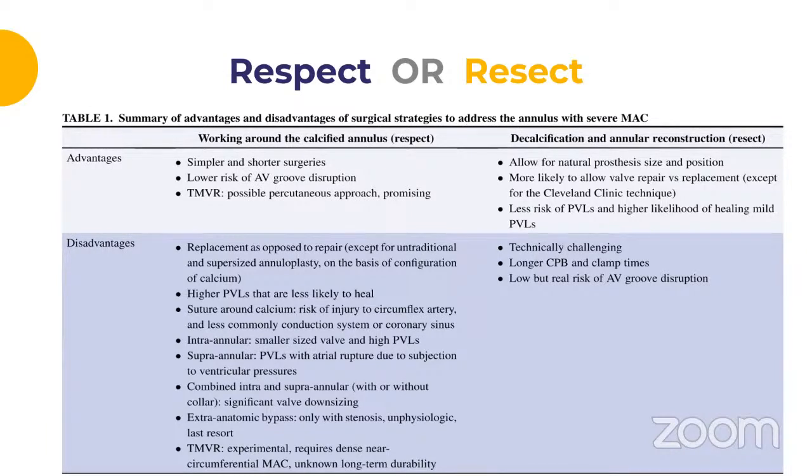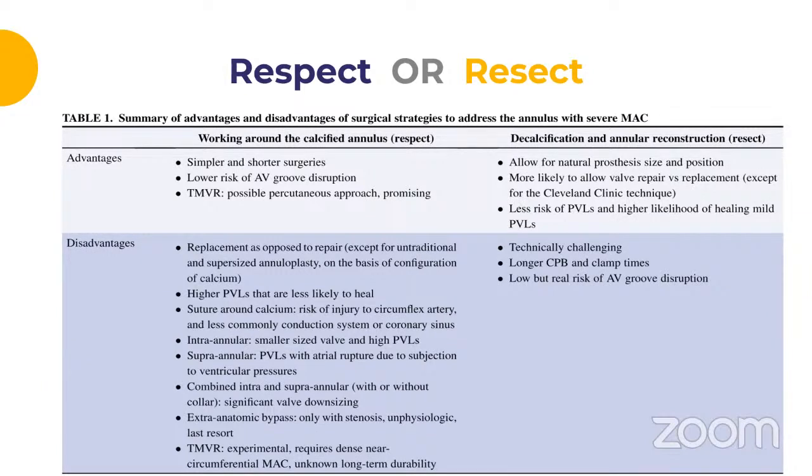The advantage of not resecting is that it's a simpler, shorter procedure. It has a lower risk of AV groove disruption. But one of the major disadvantages is that replacement will be favored as opposed to repair, as there will be no decalcification. It has a higher chance of paravalvular leak when the suture is taken around the calcium bar. The risk of injury to the circumflex artery and of paravalvular leak will be higher. And that is the major disadvantage of the non-resect procedure.